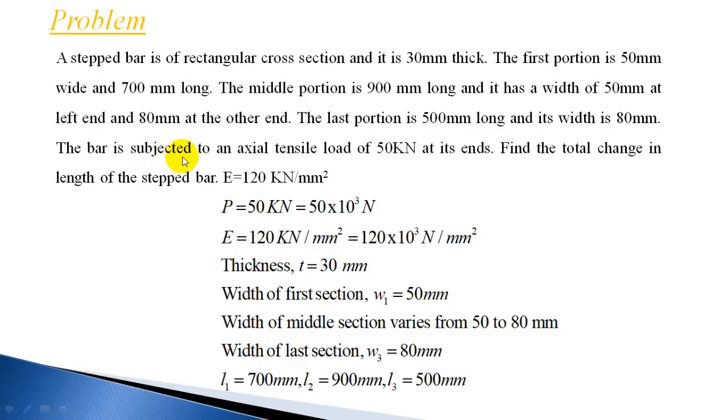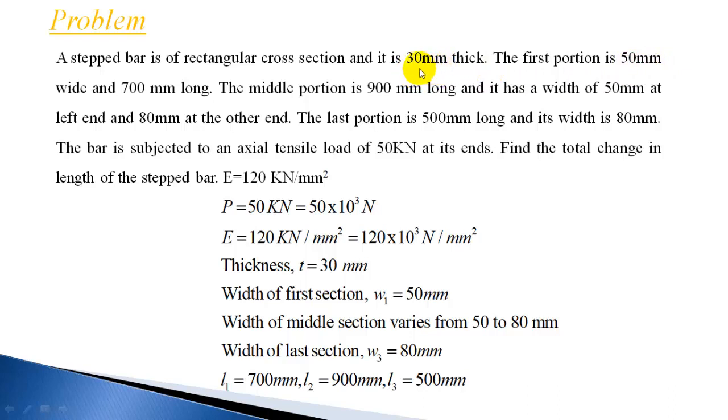The bar is subjected to an axial tensile load of 50 kN at its ends. Find the total change in length of the step bar. E is equal to 120 kN per mm square. So it is a step bar having constant thickness throughout, 30 mm. The first portion is 50 mm wide and 700 mm long. So the width of the first portion is 50 mm and its thickness is 30 mm.